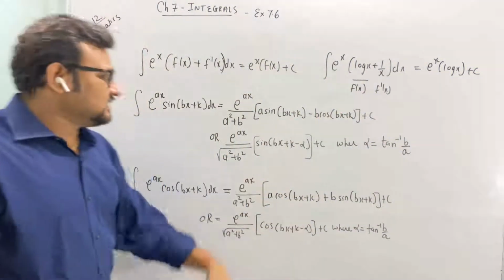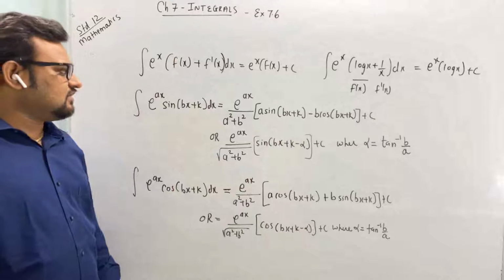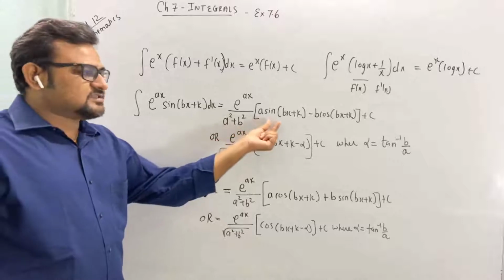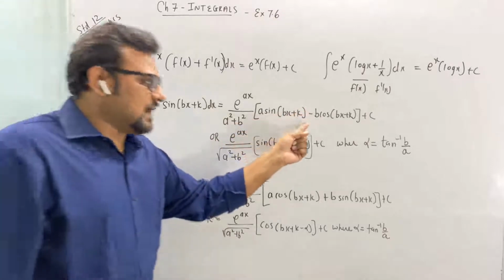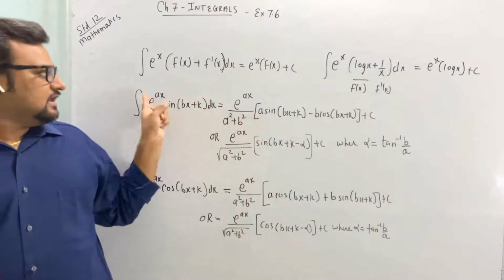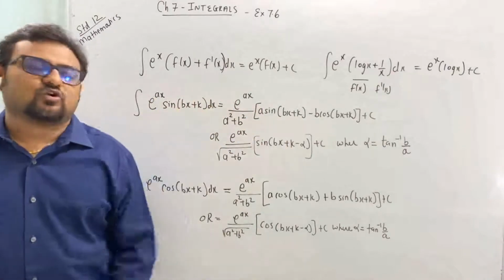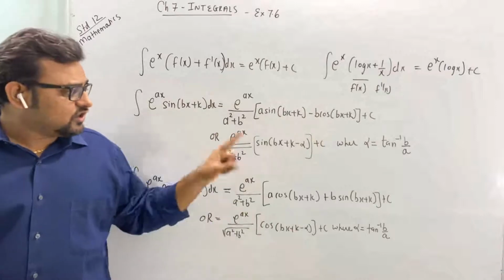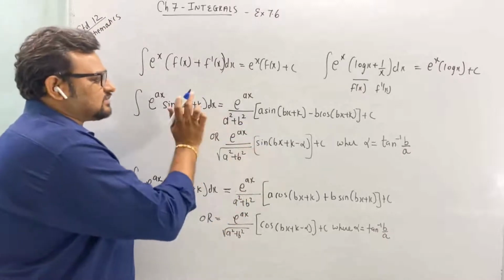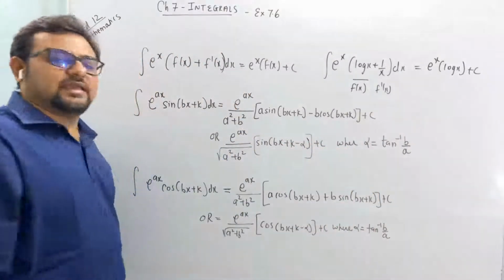The next: integral of e raised to ax sin(bx plus k). If this is the question, then it will be e raised to ax upon a square plus b square, times a sin(bx plus k) minus b cos(bx plus k). Remember, the a is the power of this, first sin(bx plus k), minus b cos(bx plus k). Or you can also write it this way: e raised to ax upon root of a square plus b square, sin(bx plus k minus alpha), where alpha is tan inverse b by a.